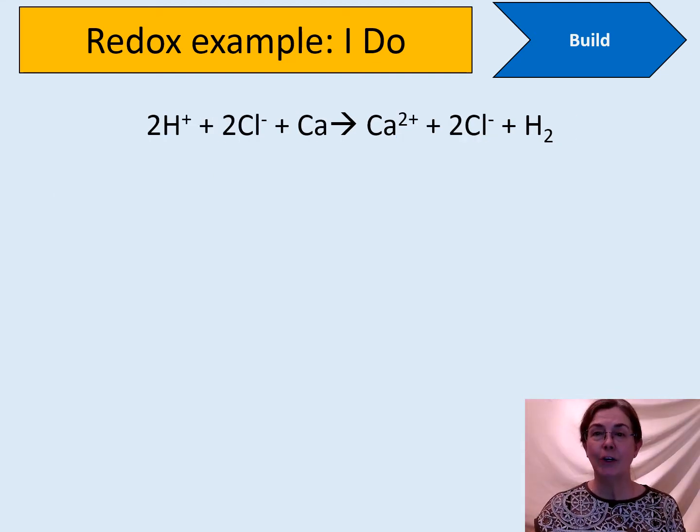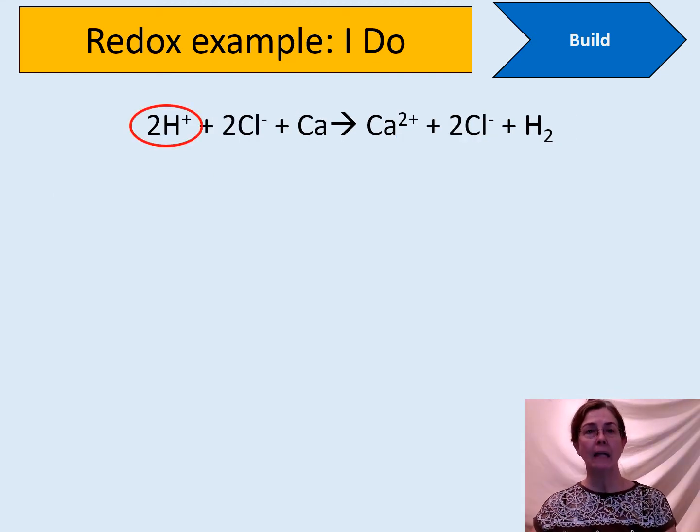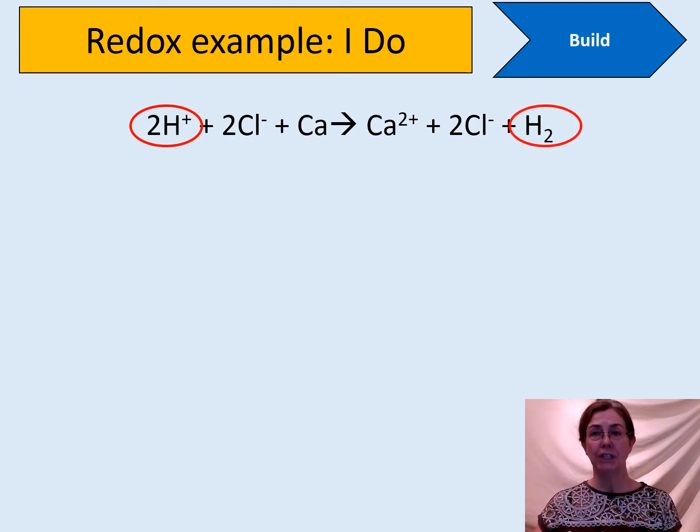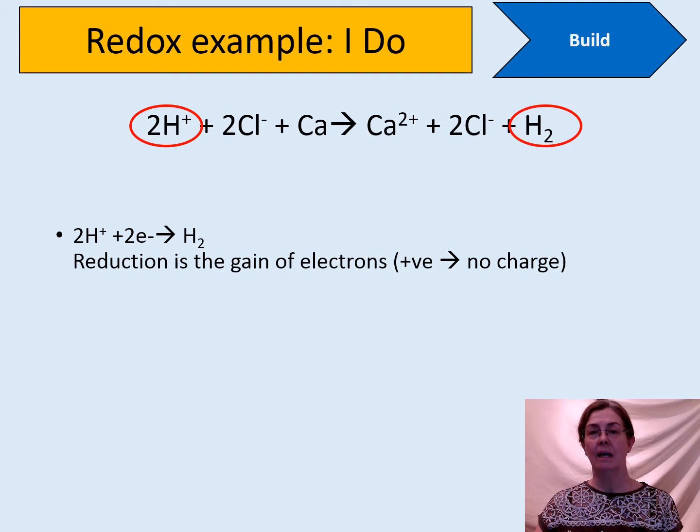Okay, so let's look at what's happening here. Our hydrogen ions are becoming hydrogen gas, and so I can write that the two hydrogen ions have gained an electron each, so it's gained 2 electrons to give us hydrogen gas. Hydrogen H2 is the element hydrogen, and elements have no charge at all. So we've gone from a positive charge to no charge.